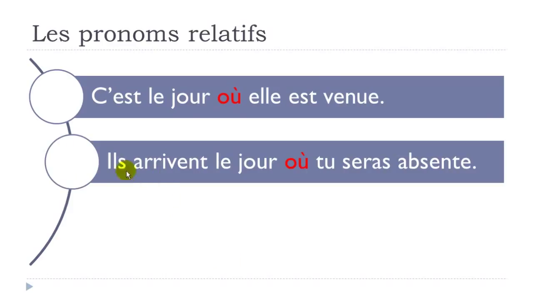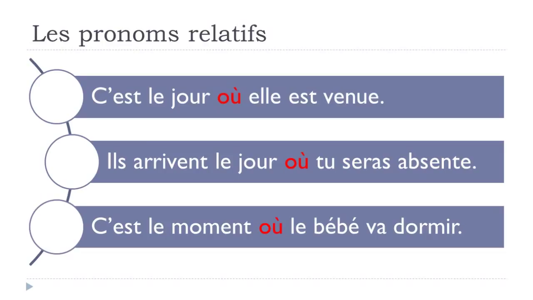Second example, ils arrivent le jour où tu seras absente. Arriver, to arrive. Sera, so remember, it's the verb être, to be, but it's the future form. Tu seras absente. Absente, you won't be here. C'est le moment où le bébé va dormir, le moment, the time, où le bébé, the baby, va dormir, is going to sleep. C'est le moment où le bébé va dormir.